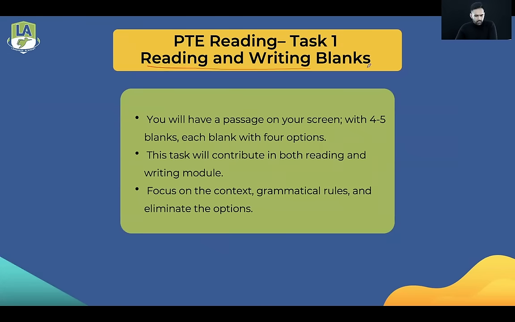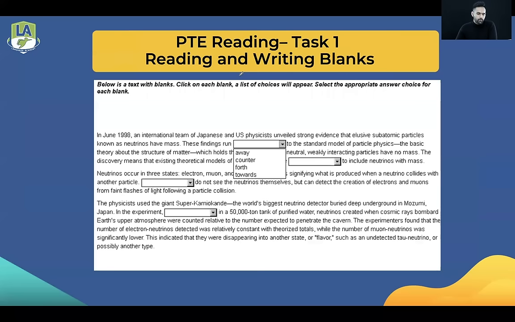Reading and writing blanks, we also call them drop down blanks. What happens here? You'll have a passage on your screen. A few words in the passage are missing. They're replaced by a blank. And for each blank, you have a drop down menu with four options. Based on the context and the grammar, you have to select one option, which will go over here. Similarly, you'll have four options here, four options here, four options here.